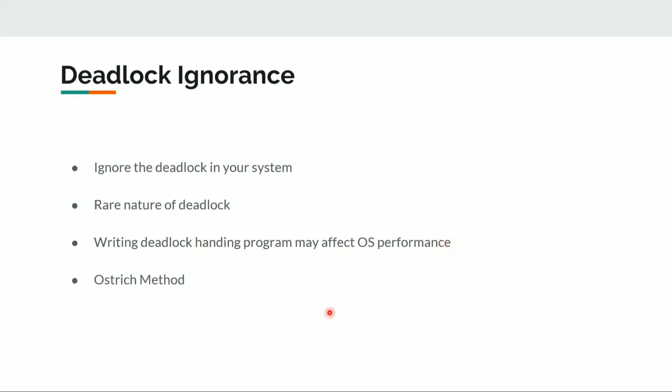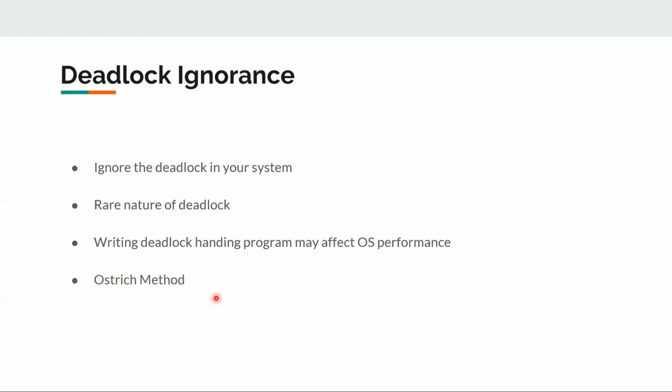Okay, so the ostrich method, why is it called the ostrich method? I guess you know what an ostrich does when a storm comes. It just dumps its head into the sand and pretends like there is no storm. So the same thing we are doing here. We are just ignoring the deadlock. We are pretending like there is no deadlock in the system and just restarting our system. So in the same case, that's why the method is called the ostrich method.